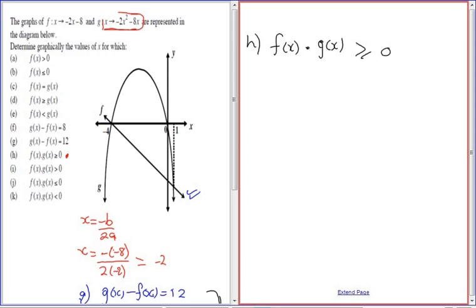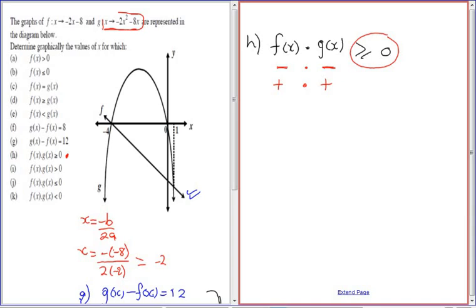Just think of this. When you're multiplying two things and you're getting something greater than or equal to 0, it means they have the same sign. So if this is negative, this should be negative as well. That way you get a positive. And if this is positive, this one is positive as well. That way you can get a positive. Only a positive value is greater than 0.